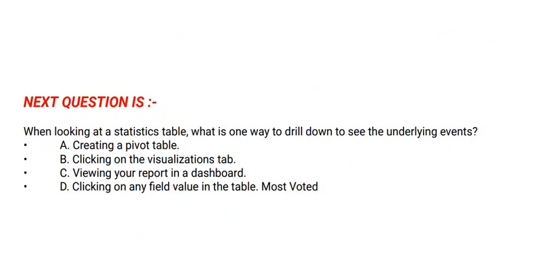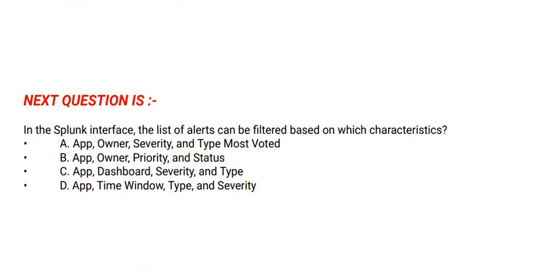The correct option is option D. Next question is, in the Splunk interface, the list of alerts can be filtered based on which characteristics? Options are, option A, app, owner, severity, and type, most voted. Option B, app, owner, priority, and status. Option C, app, dashboard, severity, and type. And option D, app, time window, type, and severity.